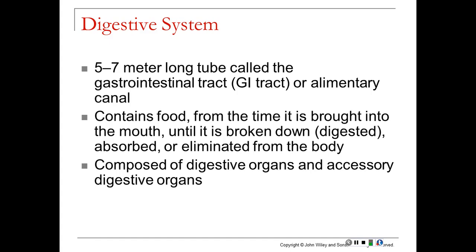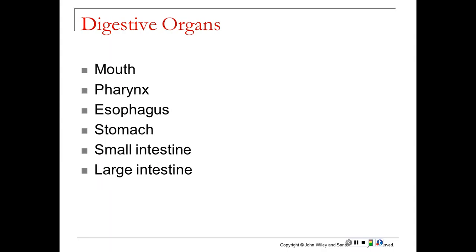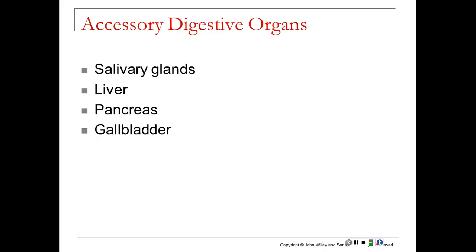The digestive system itself is composed of our digestive organs, which is what the food actually passes through, and then there's some accessory digestive organs which have some important secretions to aid in digestion, but the food doesn't actually pass through them themselves. So our digestive organs, this is where the food actually passes. This would be the mouth, the pharynx, which is the fancy word for throat, esophagus, stomach, small and large intestine. The accessory structures, these are the guys that have special secretions to aid in digestion, include the salivary glands, the liver, the pancreas, and the gallbladder.